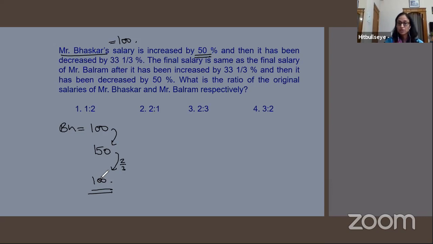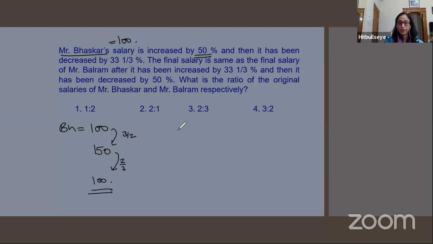All right. So using fractions is coming out to be easier for us. Why? Because increasing something by 50% means we have to make it 3 by 2. So here I made it 3 by 2 and then I made it 2 by 3. Everyone clear with this?